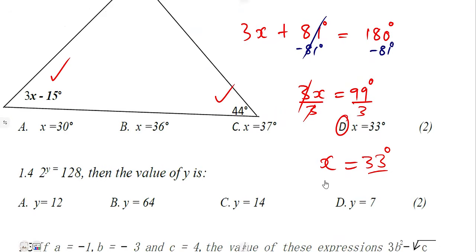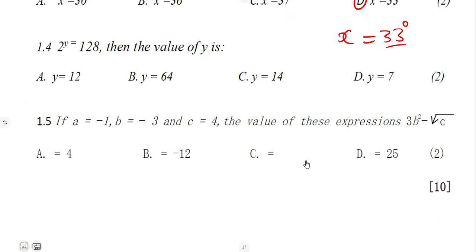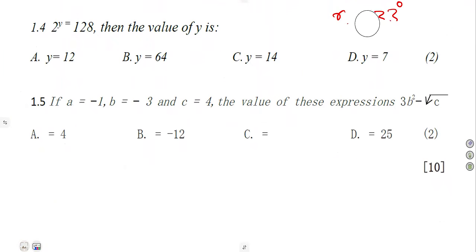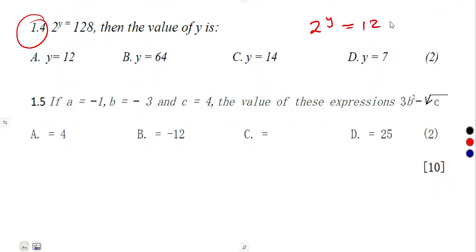We just use the concept of angles in a triangle. All right, let us move on to 1.4, where we are given 2 to the exponent of y is 128. So what is the value of y? Then the value of y is what?